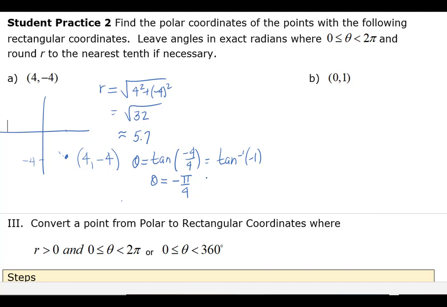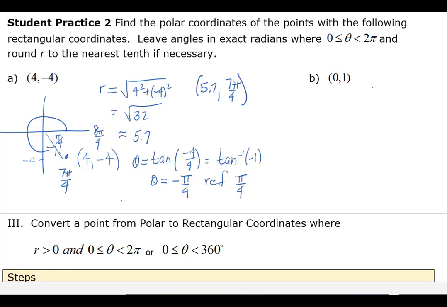Now we know that means our reference angle is going to be pi over 4. So we want a fourth quadrant angle whose reference angle is pi over 4. Remember, we would call 2 pi 8 pi over 4. So the angle that we want is going to be 7 pi over 4. So the equivalent to 4, -4 in polar is going to be 5.7, 7 pi over 4. And remember, there's an infinite number of angles that I can use, but we specified in this problem we wanted an angle in radians that's between 0 and 2 pi.